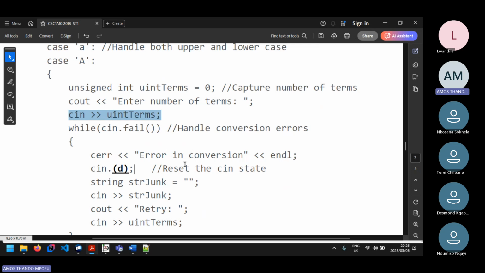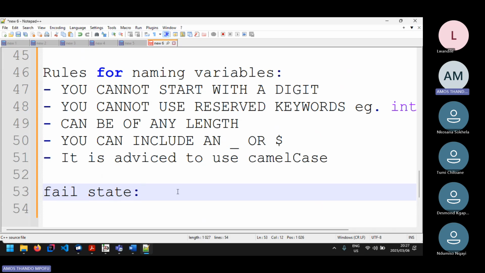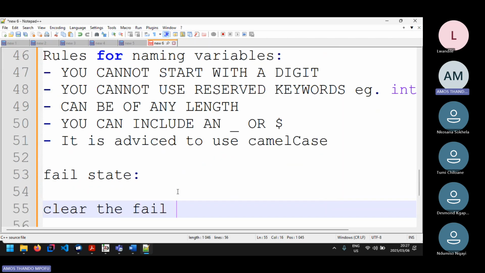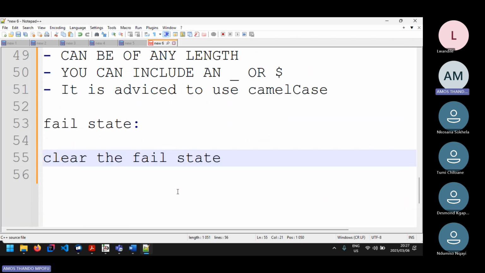But in this case, in this example, they didn't do it, but you have to do two things. You have to reset the cin state, meaning remove the, okay, let me use the word clear. So basically you're going to clear that failed state it's in. That's step number one. You clear the failed state, meaning you remove that failed state.